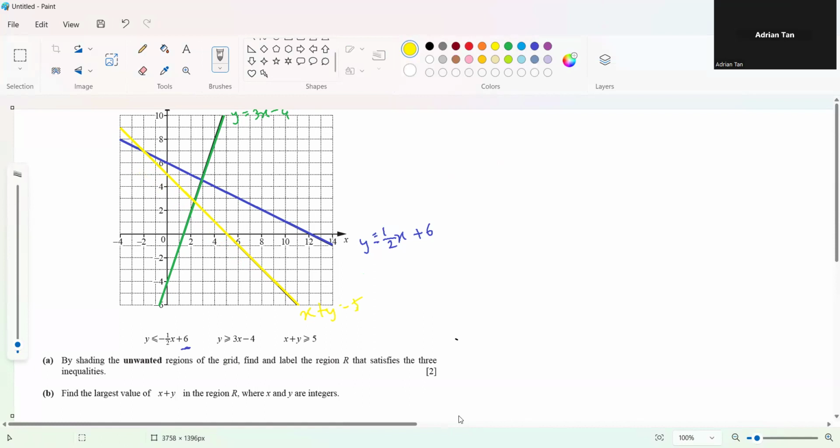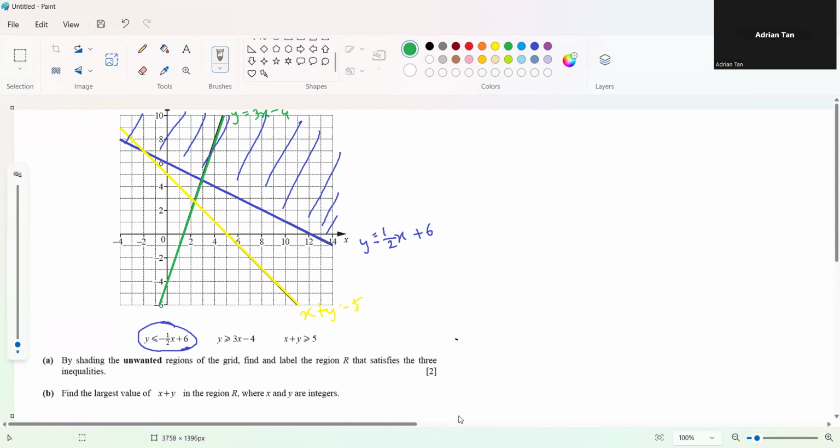Now, they want us to shade the unwanted region. So in other words, we need to shade in the opposite direction that we need to go. So for the first one, y is less than or equal to negative 1 over 2x plus 6. So in other words, we are interested in the area below the line. So we need to shade the unwanted region. The unwanted region is above the line. So I shade here, right? You don't have to color the whole thing. What I recommend is that you just do like this, also good enough already. Just draw lines like that. Single straight lines with a ruler is good enough, right?